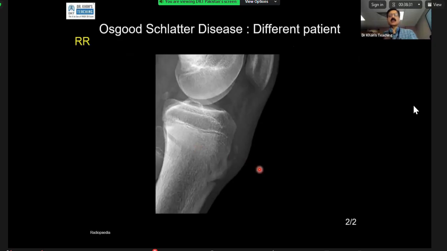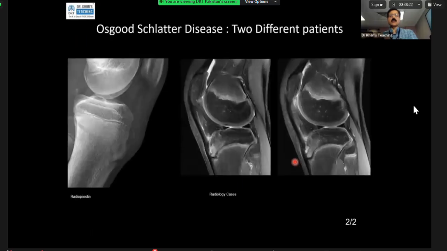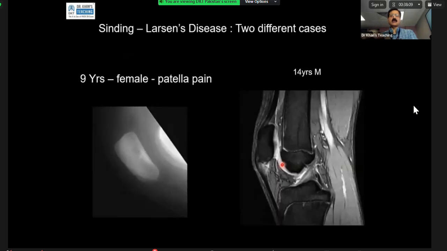This is another case where you can see the similar finding where fragmented tibial tuberosity and there is a bit of soft tissue swelling. And this is an MR where you can see on this STIR sequence, there is a bit of edema at the insertion site and maybe a bit of high signal within the patellar tendon. Another disease here, which is known as Sinding-Larsen disease.